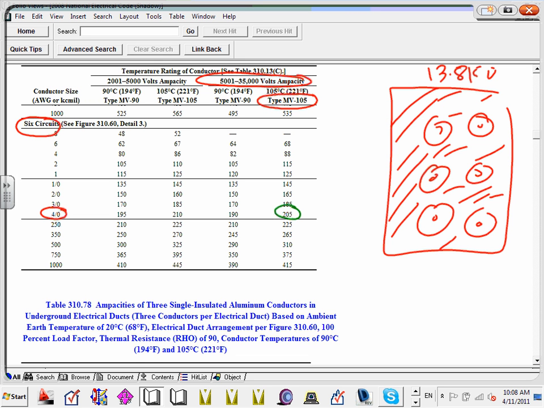How much 4-aught gave us normally? 205. 220 or 230? If I put 4-aught, 3 conductors in each one of them, guys. Remember, the 3 conductors in each one of these. In this arrangement, look how the amps went down. Anybody knows why the amps went down?